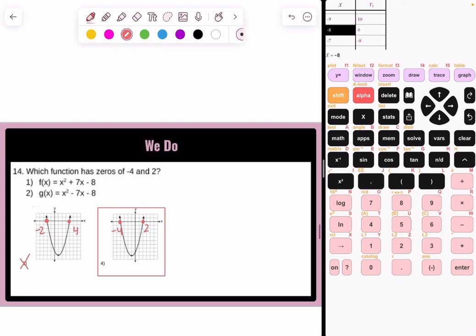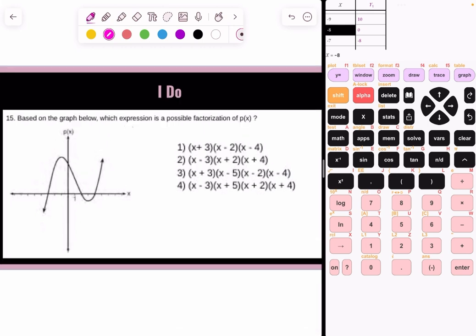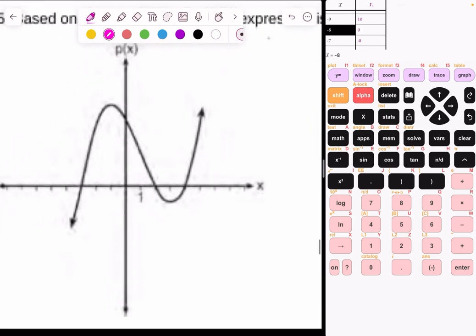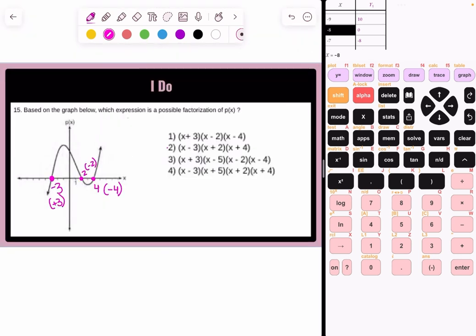All right, number 15. Based on the graph below, which is a possible prime factorization of p of x? Let's see what our zeros are. This is -3, which remember in parentheses, that means we're going to need a +3. This is 2, which in parentheses, that means we're going to need a -2. And this is 4, so in parentheses, we're going to need a -4. So I need a +3, so answer choice 1 or 3. And I only have 3 answers, so my answer is answer choice 1.